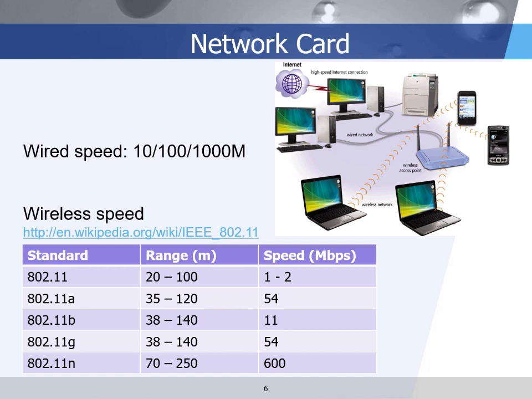And here are the speeds of some wireless connections. You can go to this link to check out the IEEE standard. For the wireless connection, we have the 802.11 standards. For the 802.11n standard, the range of the connection could be 70 meters to 250 meters, depending on the environment of your network, like whether there are obstacles that will affect the range of the network. And the speed of the network could achieve 600 Mbps.